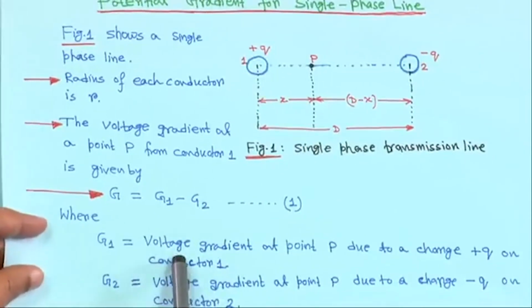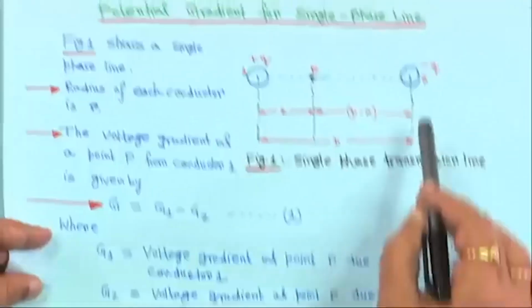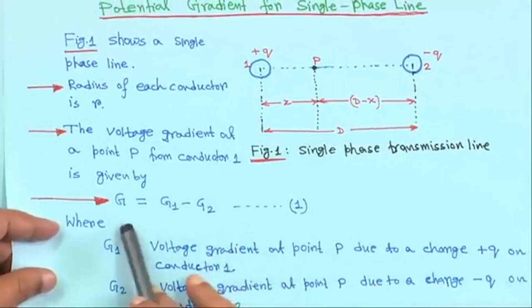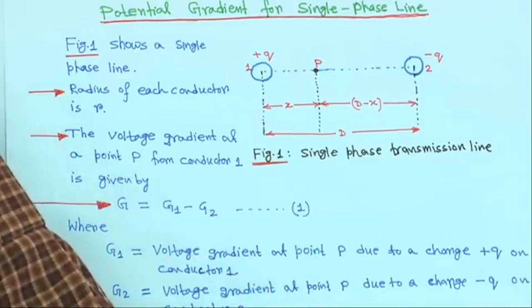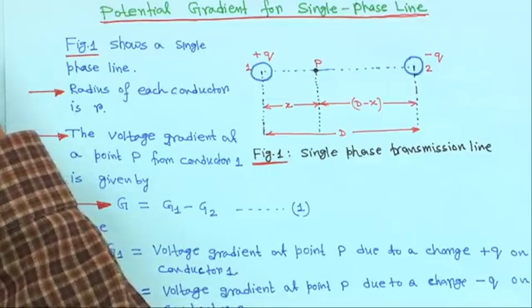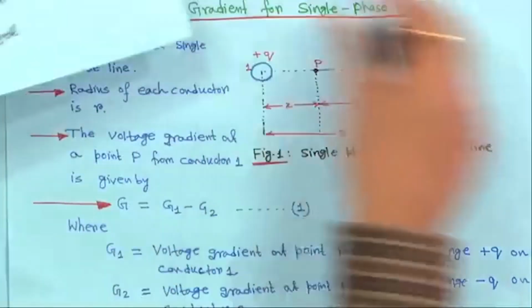So, this is G1. Similarly, G2 is the voltage gradient at point P due to charge minus Q on conductor 2. So, G is equal to G1 minus G2. Now, one thing, the potential gradient, in the cable chapter we have seen that it is Q upon 2 pi epsilon 0 x.